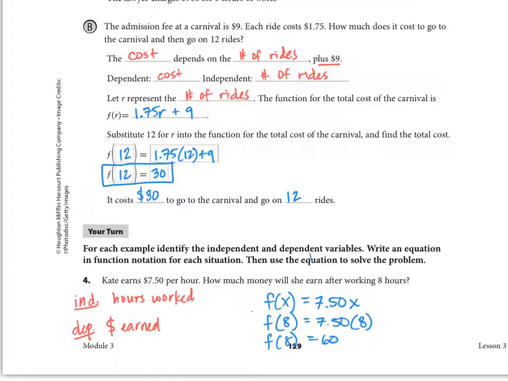And so I won't write down the sentence, but be able to interpret what this last line means. This means that she earns $60 after working 8 hours.